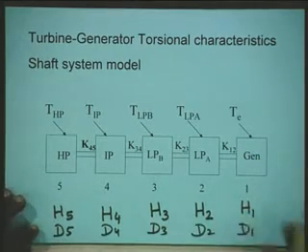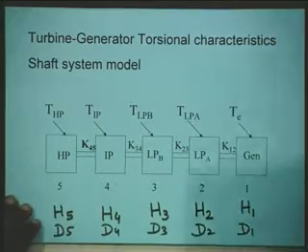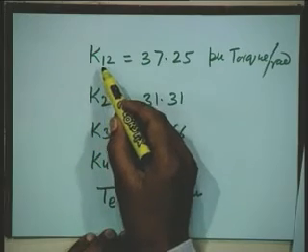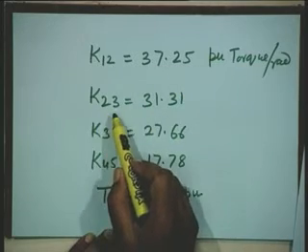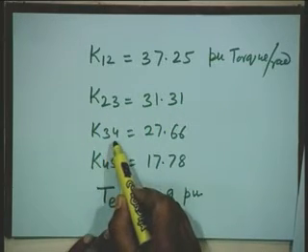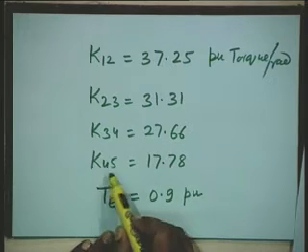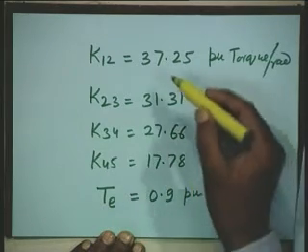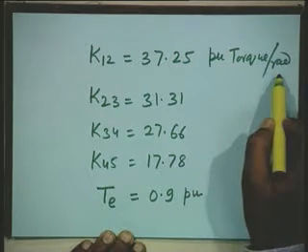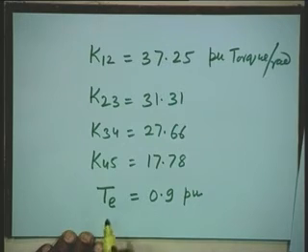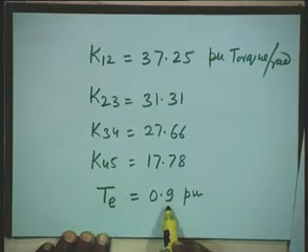To illustrate this, we will consider that this system has the following stiffness coefficients. K12 is 37.25, K23 is 31.31, K34 is 27.66, K45 is 17.78. These coefficients are expressed in per unit torque per electrical radian. Further, we will assume that the power output from the generator is 0.9 per unit, and in the per unit system the air gap torque Te is also equal to 0.9 per unit.